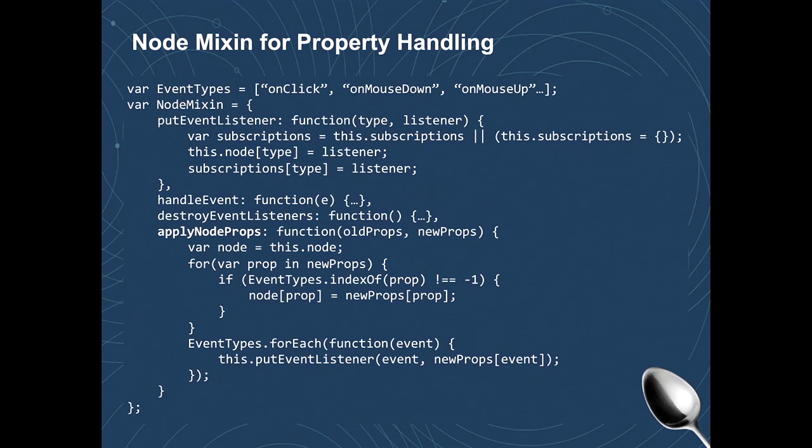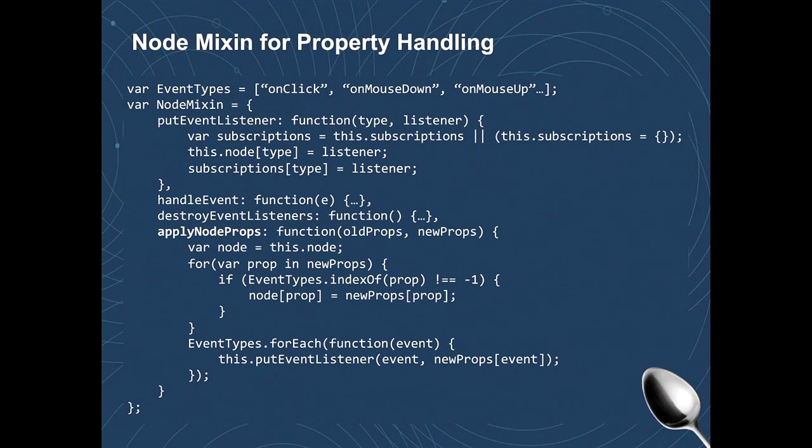So first, let's take a look at the node mix-in for property handling. Now, all of these particular methods are called by React. Things like put event listener, handle event, destroy event listeners, and crucially, apply node properties. So Gibbon widget is just relatively straightforward. It just has a property where you store an event handler, and then it invokes it. So adding an event listener is very simple.